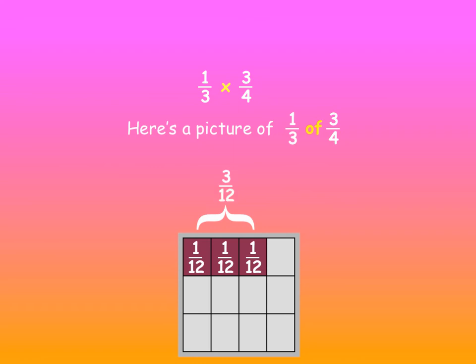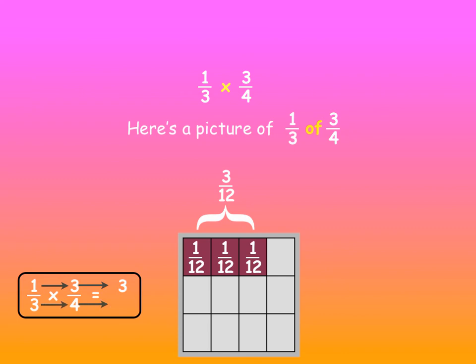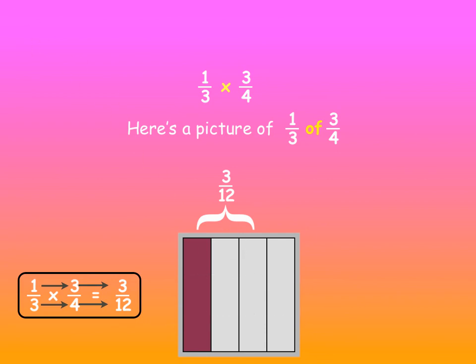Let's look at the math. 1/3 times 3/4. 1 times 3 is 3. 3 times 4 is 12. 3/12. Now watch the picture. We're going to rearrange the colored parts. You see how that one just got moved down? Now we're going to move the other one. We'll get rid of some of those lines. And look what it looks like now. Looks like 1/4.